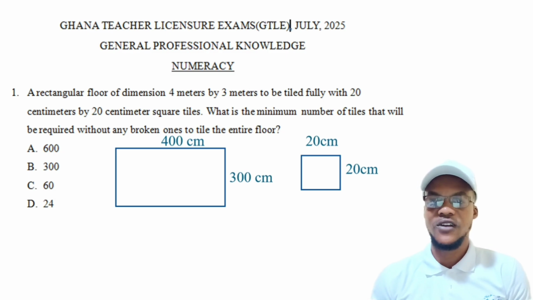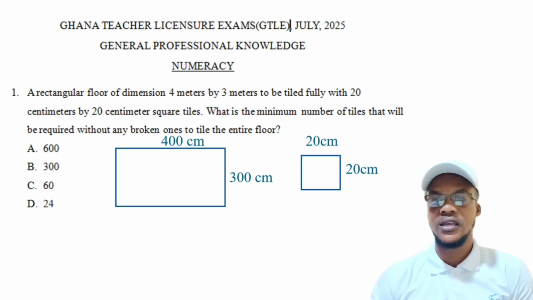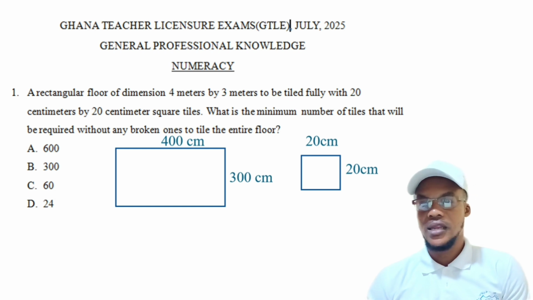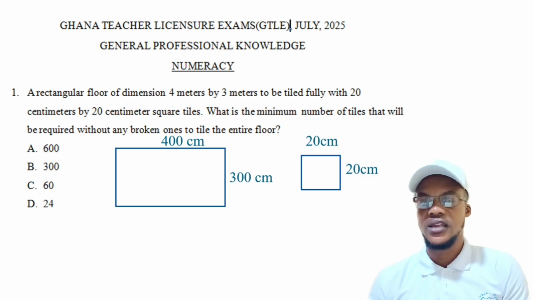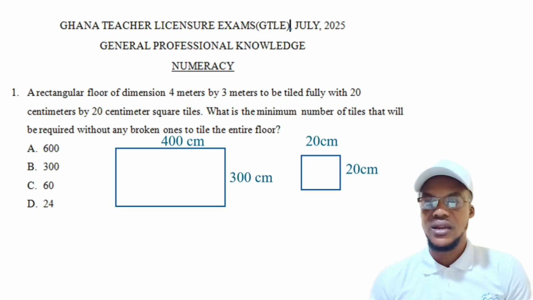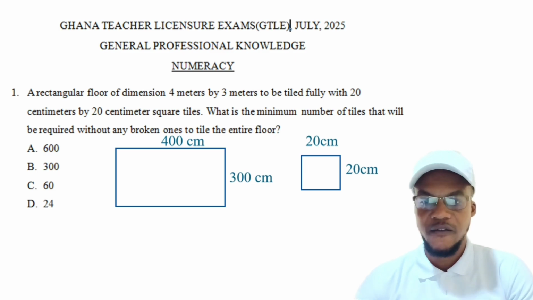It's just a matter of finding the area. Because this is the area that covers the entire rectangular floor. So we find the area of the rectangle and also find the area of the square. Then whatever we get, we divide the area of the rectangle by the area of the square. And whatever we get gives us the minimum number of tiles that is required for the entire floor. Have you gotten that? Great.